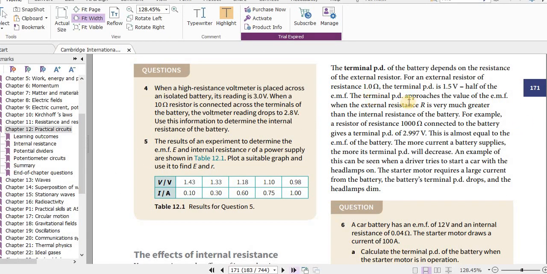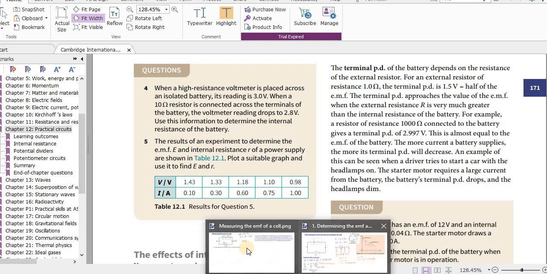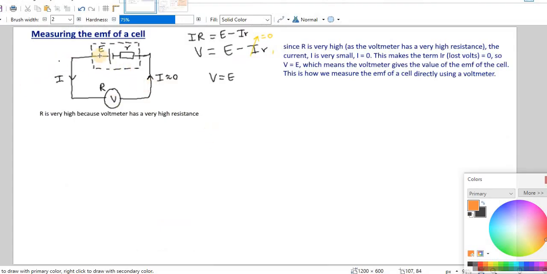Half of the EMF. The terminal potential difference approaches the value of the EMF when the external resistance R is very much greater than the internal resistance of the battery. This is what I explained previously about the voltmeter connected directly across the terminals. If you keep on increasing this, as I had already explained earlier, when capital R is very high, the current here will be almost 0. So then the voltmeter measures the EMF.